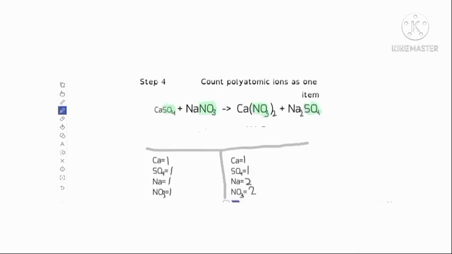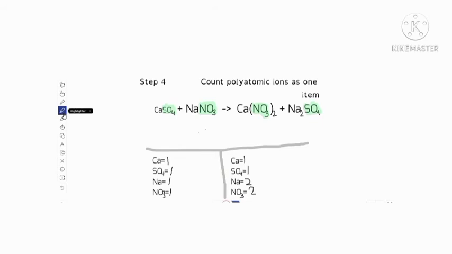Let's move to step 4. Sometimes we come across polyatomic ions like SO4, NO3 and so on. In such cases, we have to consider that polyatomic ion as a single item. To understand more, let's take an example. As you can see here, this is our equation. Here SO4 and NO3 both are polyatomic ions. We have to consider each as a single item.